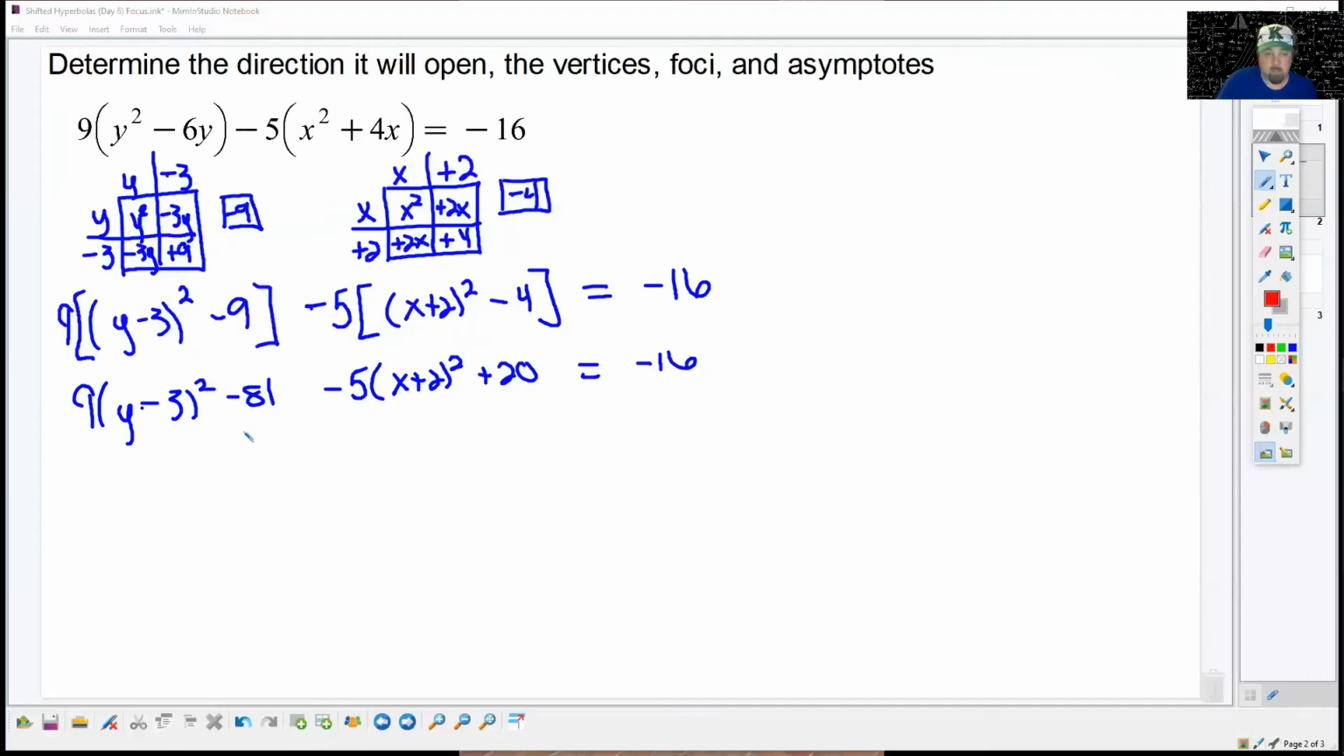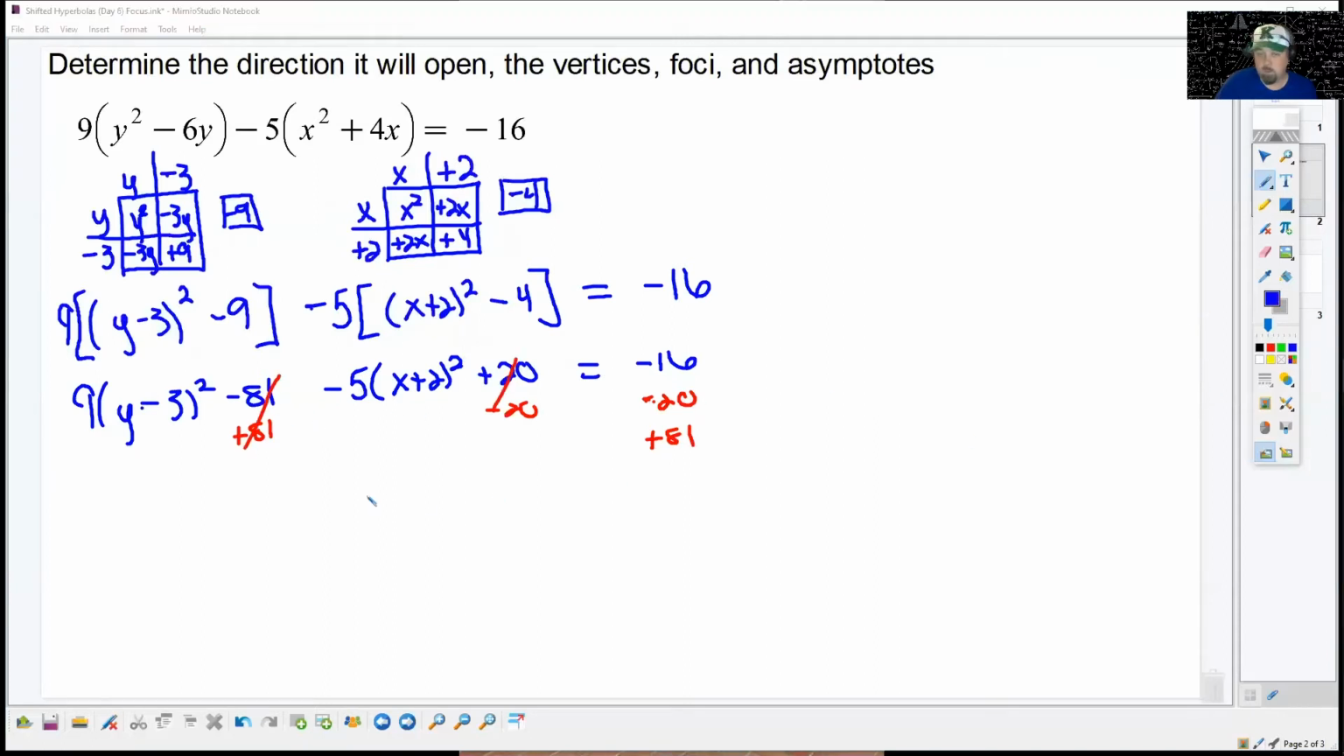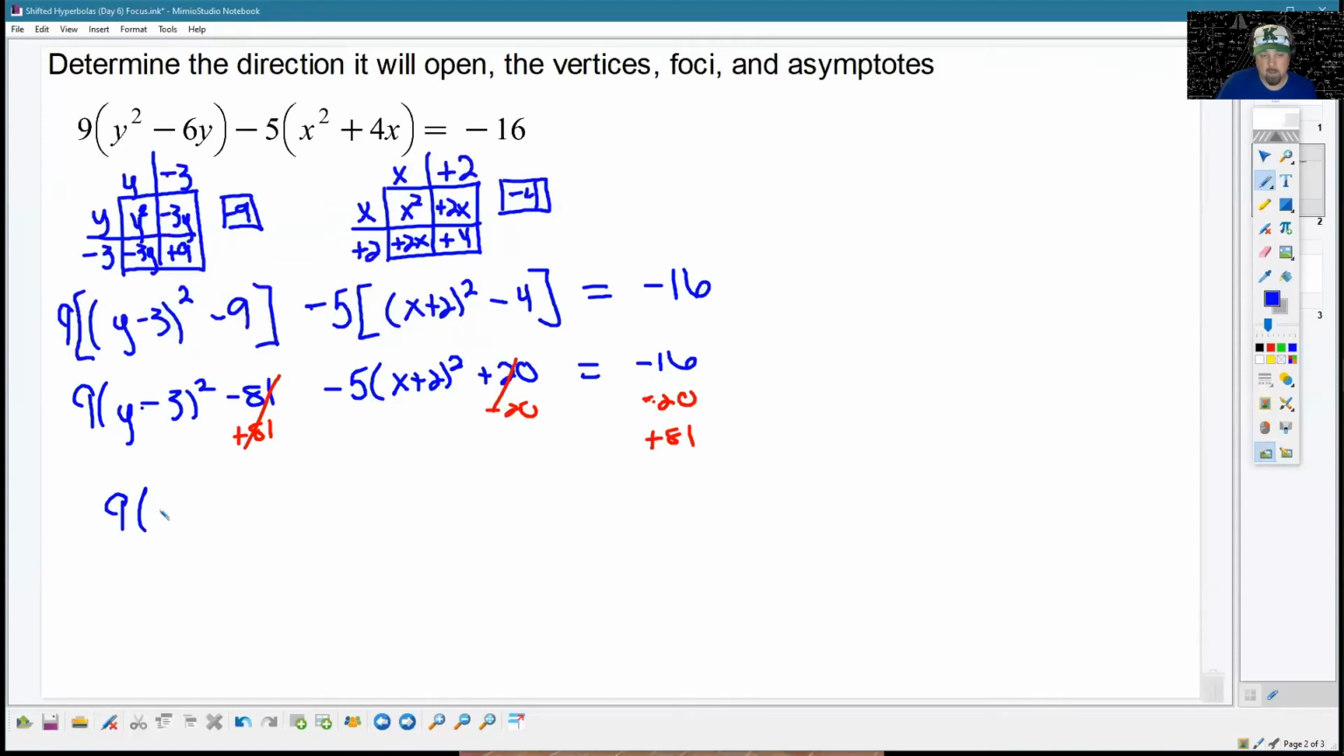So now from this step, we're going to add this 81 minus this 20, which we need to go minus 20 and plus 81, because those cancel there. So we end up with 9 times y minus 3 squared minus 5 times x plus 2 squared, and that's going to be, if we plug this through, we should get 45.